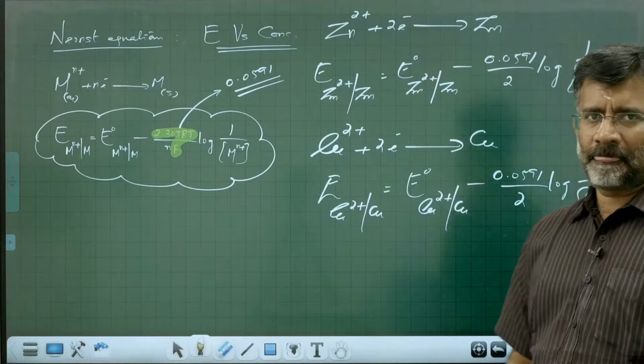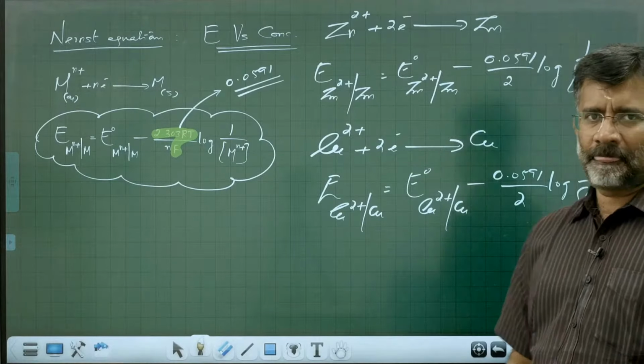0.0591 by 2 log, this value minus this value will take you to the zinc 2 plus concentration in the numerator and Cu2 plus concentration in the denominator. This is the way the Nernst equation comes for the zinc copper couple. I'm just reminding you of all these points.